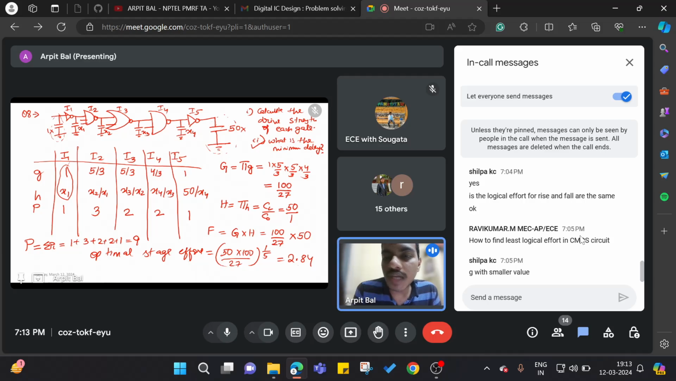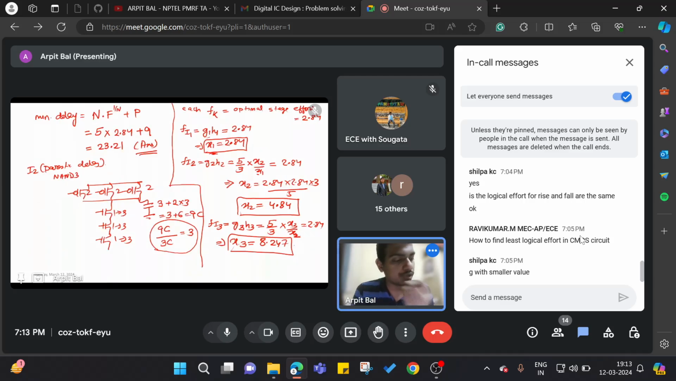Then we also calculate the parasitic path effort, which is the summation of all the parasitic efforts, that is 1 plus 3 plus 2 plus 2 plus 1, that is 9. Then we figure out the minimum delay. The minimum delay is n times f to the power 1 by n, plus p. The p we found to be 9, and n was 5 into f to the power 1 by n, which was 2.84. So the minimum delay is 23.21.